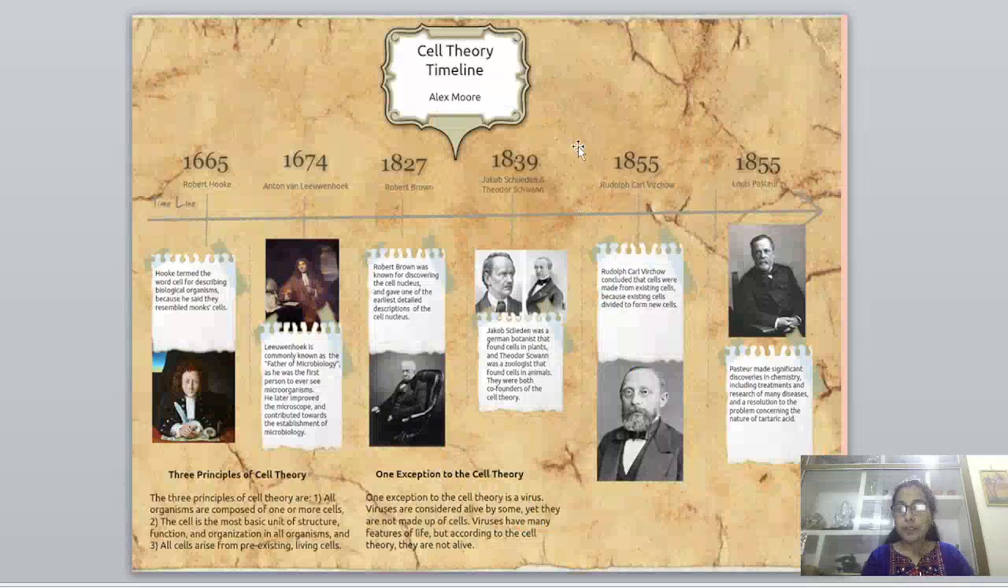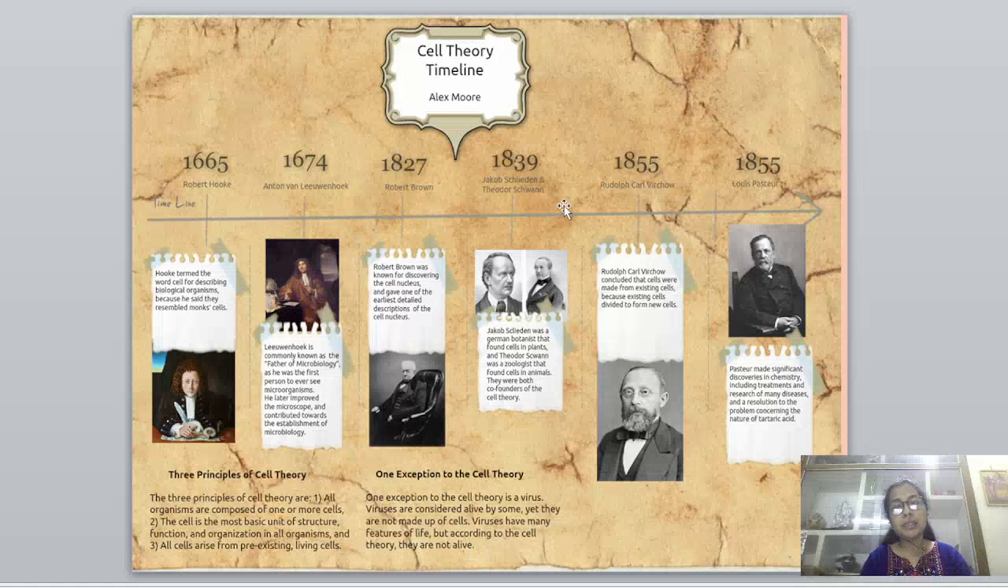Then in 1855, Rudolf Karl Virchow gave the third principle, that cells arise from pre-existing cells. The existing cells divide to form new cells. And finally, Louis Pasteur made significant discoveries in chemistry, including treatments and research of many diseases. So, this is a brief picture of the cell theory timeline.